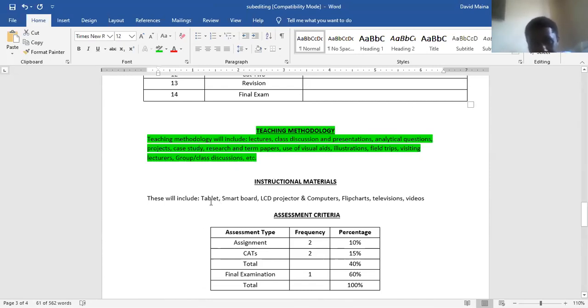Those are visual aids. We can also have something like a smartboard. A smartboard is a visual aid. Visual aid means something that helps you to see. An aid is something that helps. So a visual aid is something that helps you to see. That helps the lecturer to demonstrate to the student, and the student is able to see.